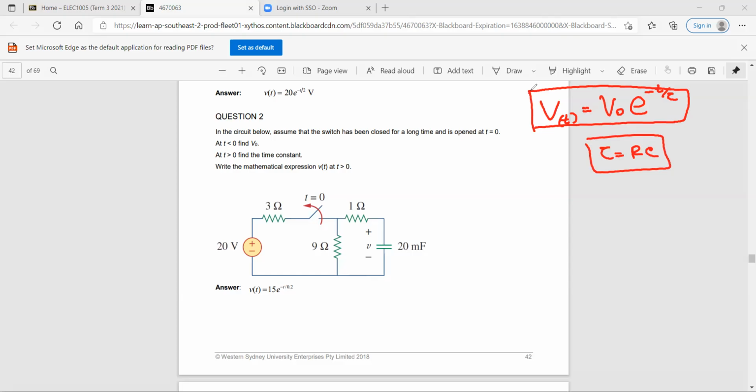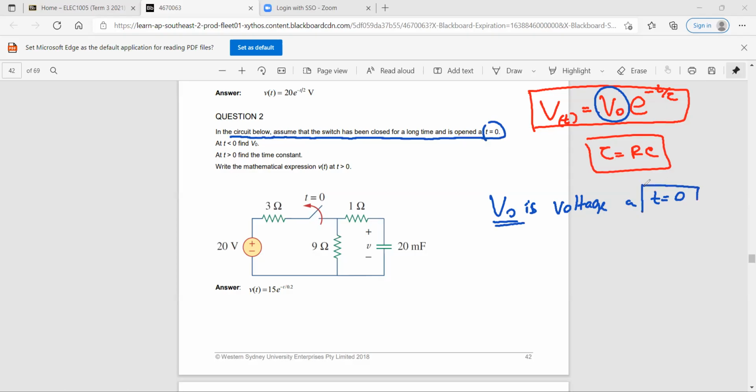First, let's find this V naught. What is V naught, guys? What did I tell you? V naught is the voltage across the capacitor. So it's 9/12 times 20. Now you have to look at your circuit. They say, in the circuit below, assume that the switch has been closed for a long time and it was open when the time is equal to 0. So V naught is the voltage when the time is equal to 0.